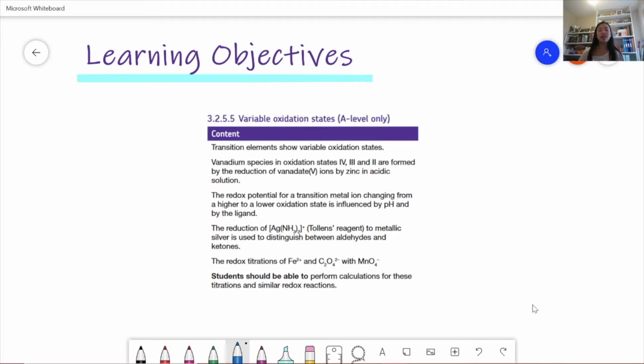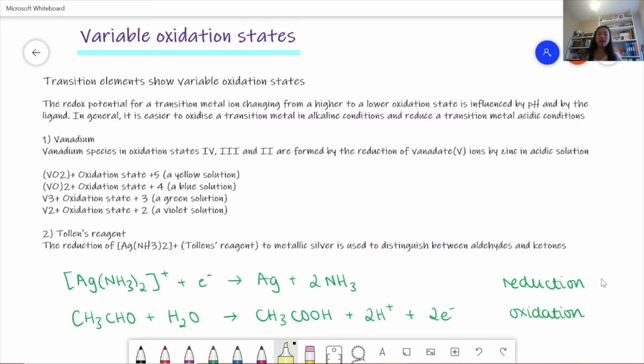Lastly, we're going to look at the redox titrations of iron 2+ and ethane dioate with manganate ions. And by the end, we should be able to perform calculations for these titrations and similar redox reactions. And now we're going to talk about variable oxidation states.